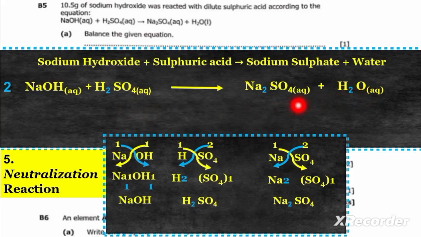So we have 5 atoms of oxygen on the right part of the equation. Therefore we need to do something. We are going to write 2 here. 2 atoms of oxygen, 4 atoms of oxygen, 6. 6 atoms of oxygen, 6 atoms of oxygen.